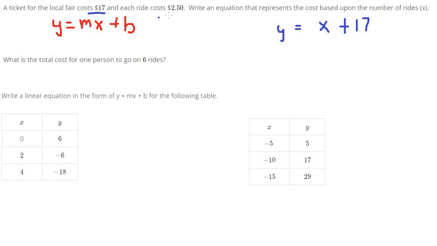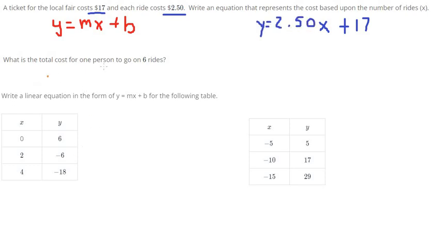And each ride costs $2.50. So anytime you see the word something is per something, like it's $8 per gallon of gas, it's $12 per pizza, that's probably a good indicator that that's going to be our slope. So we're going to put the 2.50 in right before the x for the m.